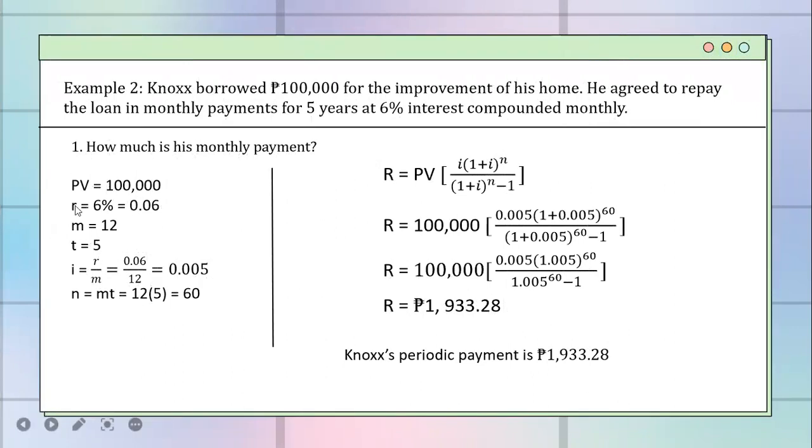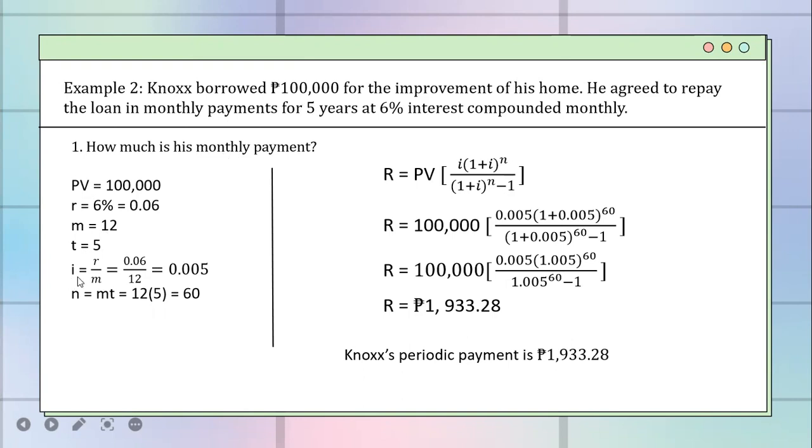So in solving number 1, of course, we will first identify terms. So our PV, which is present value, is 100,000. R is the interest compounded monthly, so it is 6%. We will convert 6%, so that will be 0.06. Our M is 12, since in 1 year, there are 12 months. Our T will be 5 for 5 years.